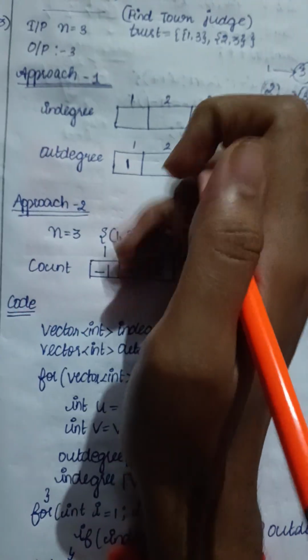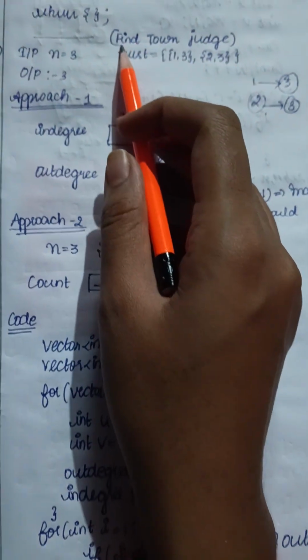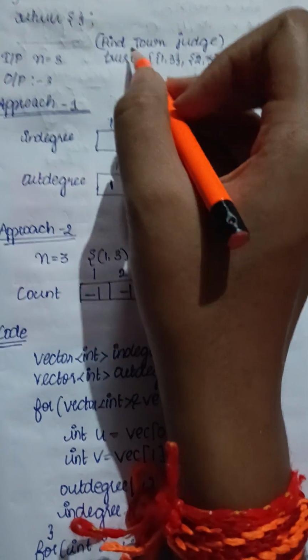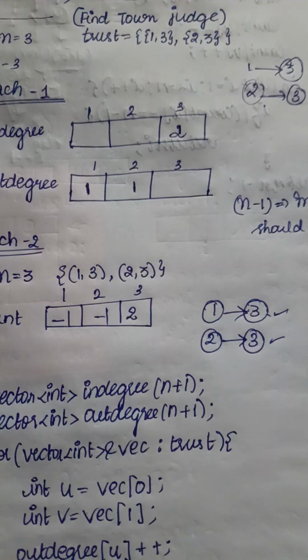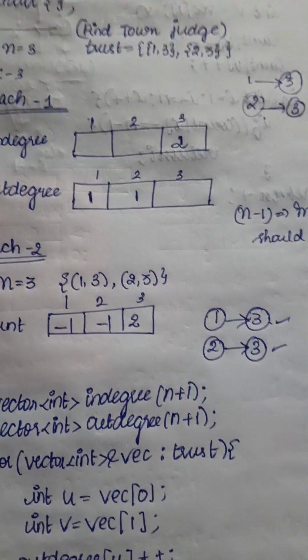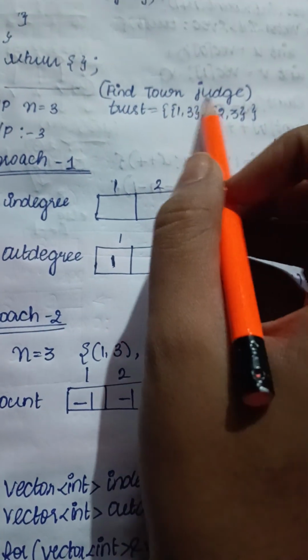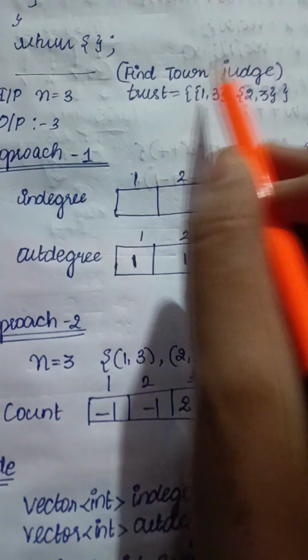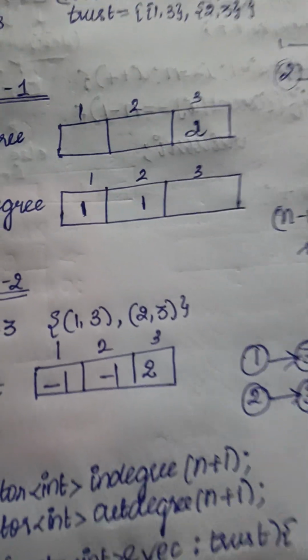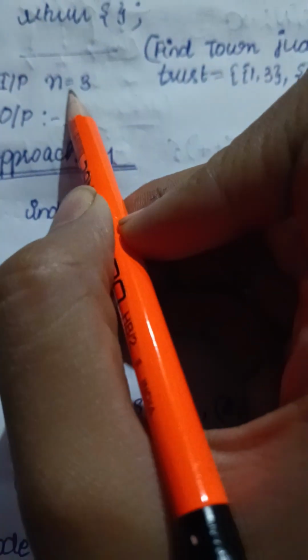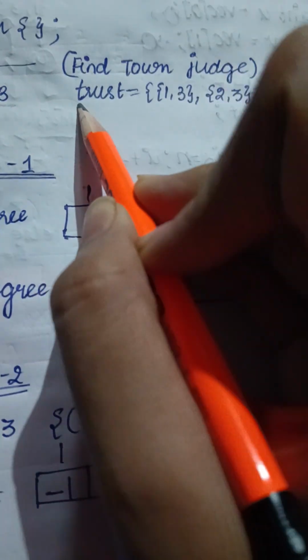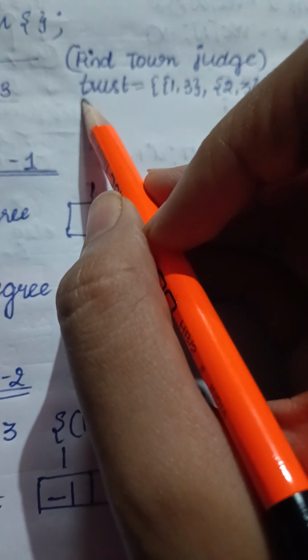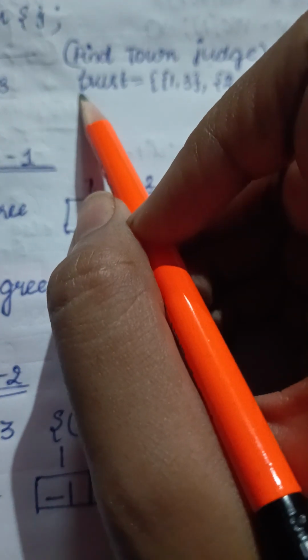Good morning, friends. Today we are going to do a very important question: find the town judge. The question is about n equal to 3, a number, and we are also given a trust vector.